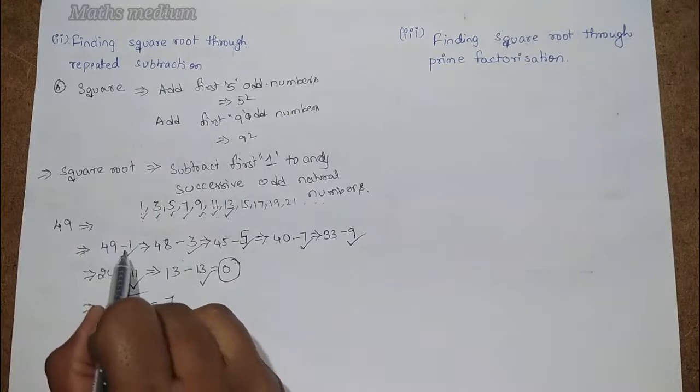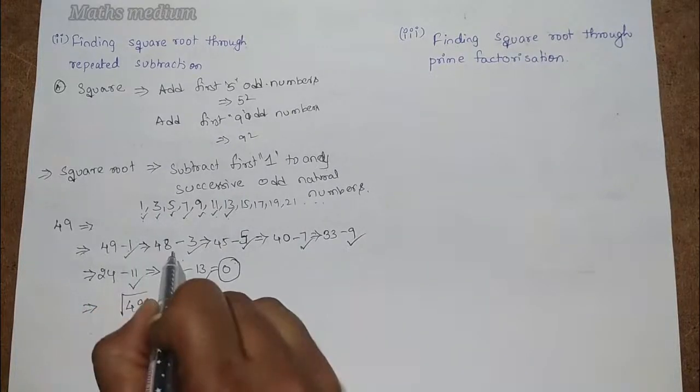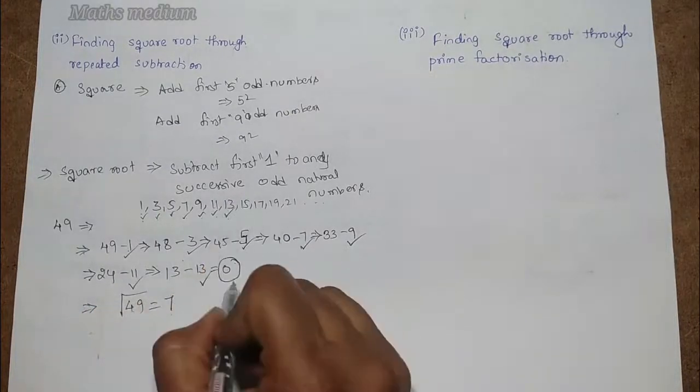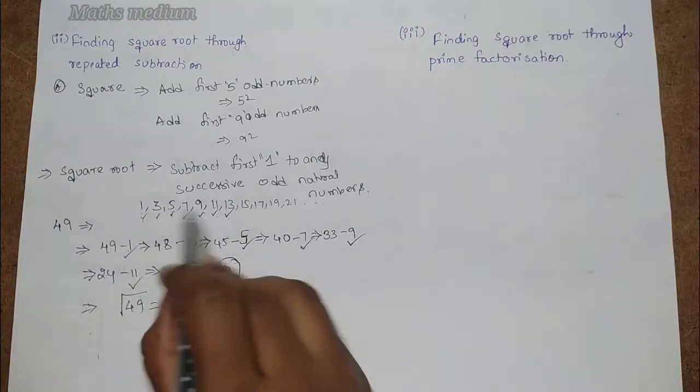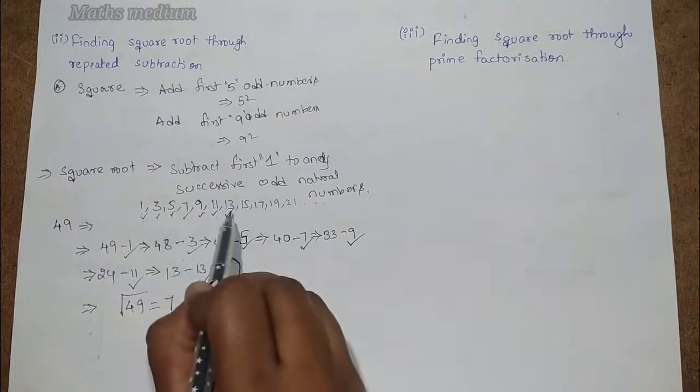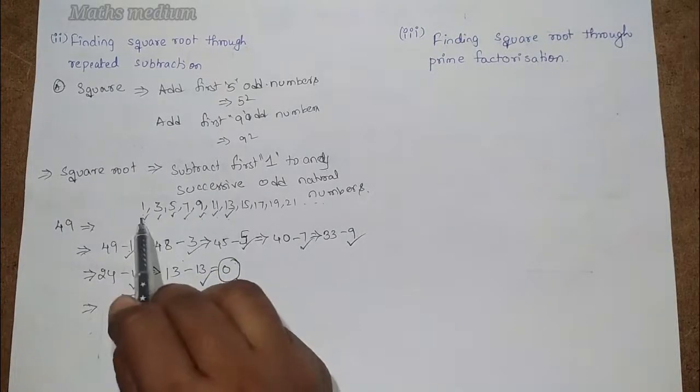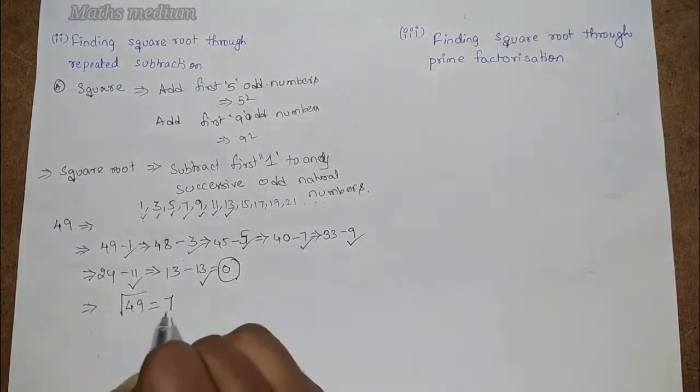So start from 1, 49 minus 1, 48. Repeat the same procedure until you get 0. Here we get 0, then count how many odd natural numbers we subtracted. Here we got 1, 2, 3, 4, 5, 6, 7. So the square root of the given number is 7.